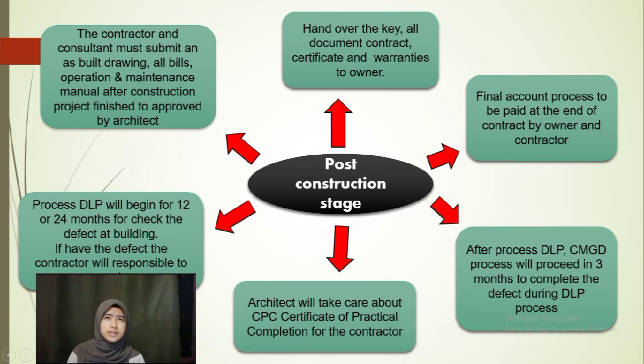After the DLP, the certificate of making good defects will be processed within 3 months to cover all the DLP. And also, in this stage, the architect will take care of the CPC, certificate of practical completion, for the contractor. The final account process will be carried out, and lastly, hand over all the key documents, contract, warranties, and certificates to the owner. Thank you from me.